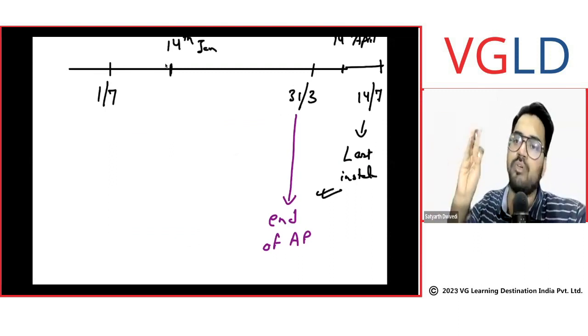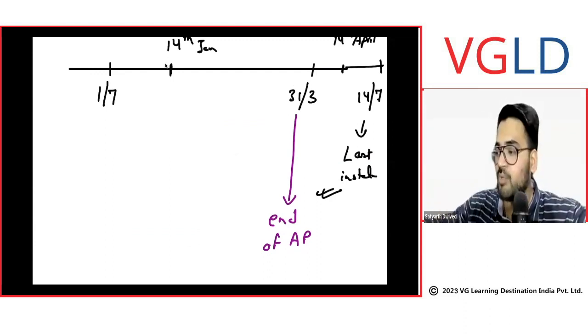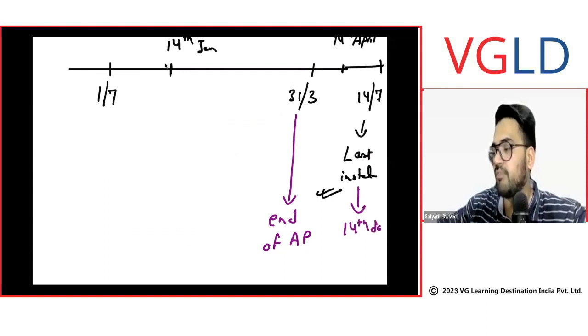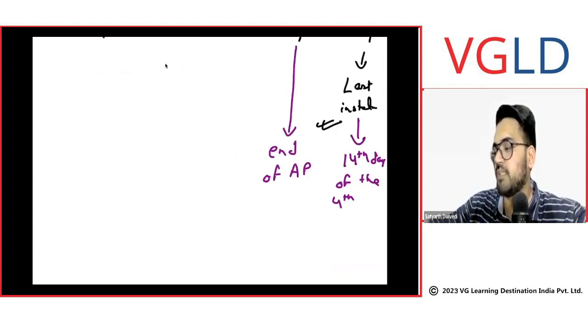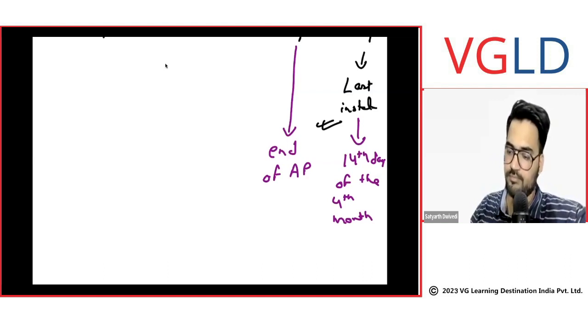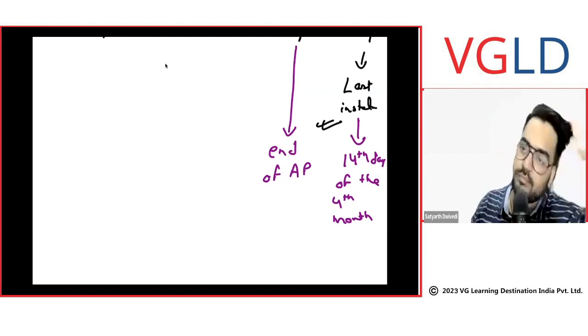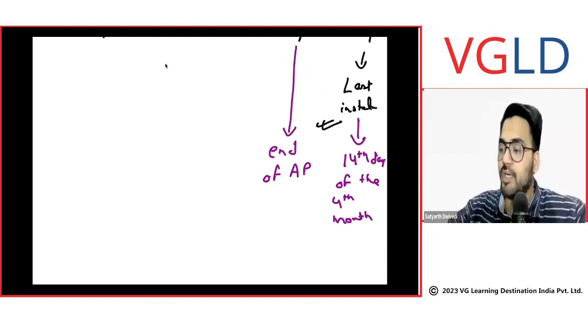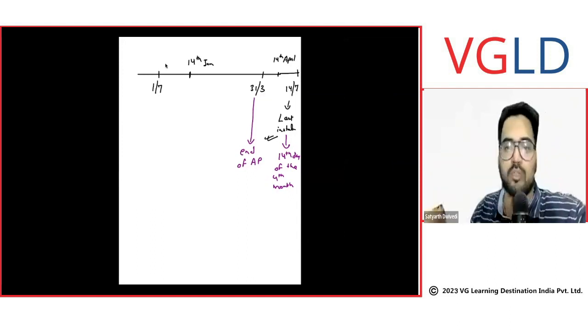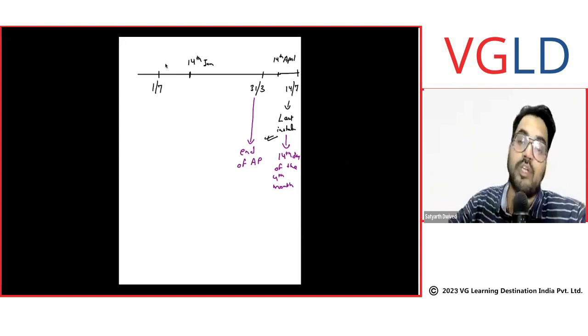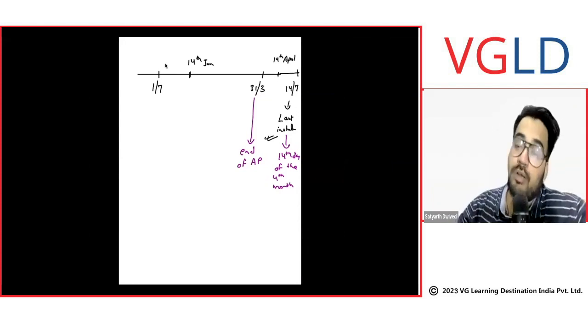So April, May, June, July. 14th day of the 4th month. So this is the 3rd installment date, but because your AP is a shorter AP, not a 12 month AP. If it had been a 12 month AP, April, May, June, July, August, September, October, 14th of October would have been your first installment.